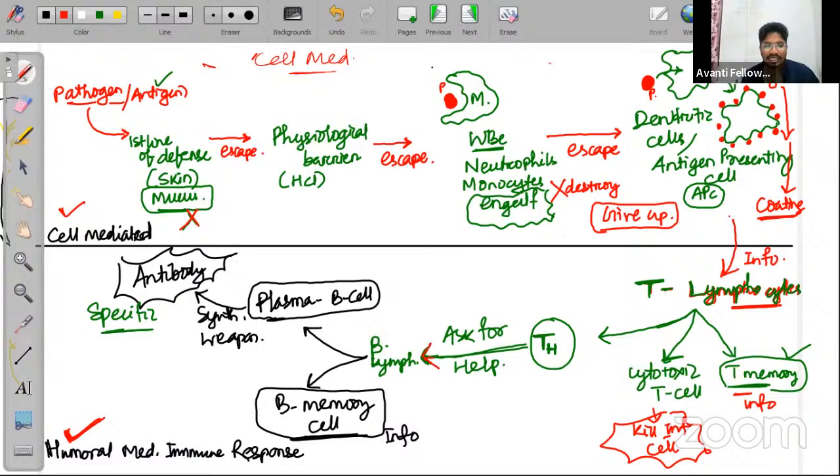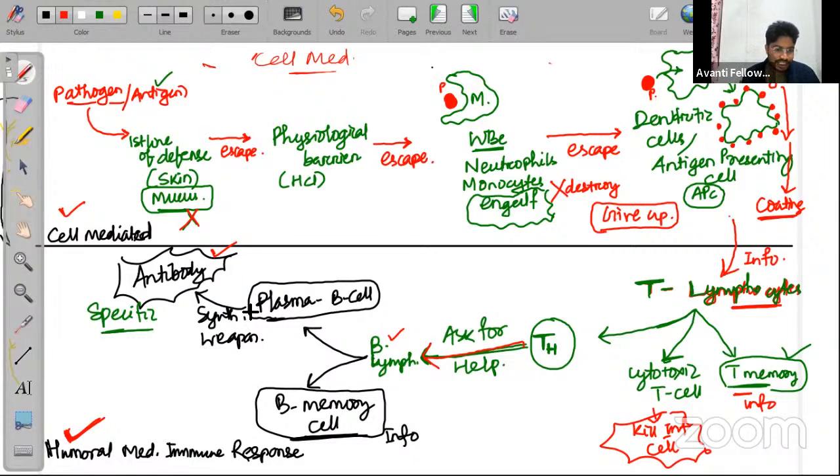And the T helper cell will go and ask for help. Whom will it ask for help? The B lymphocyte. The B lymphocyte will again make a plan and divide into two categories, B memory cell and plasma B cell. B memory cell will collect the memory and information about the pathogen, whereas plasma B cell will be synthesizing or producing weapons to fight against the pathogen, and that weapon is called your antibody, right? And this antibody will be fighting against that pathogen or antigen to get our body treated.